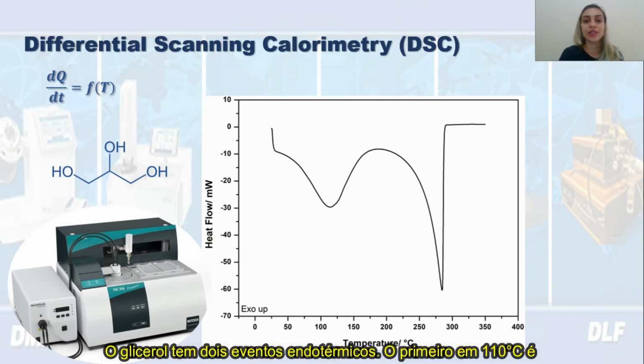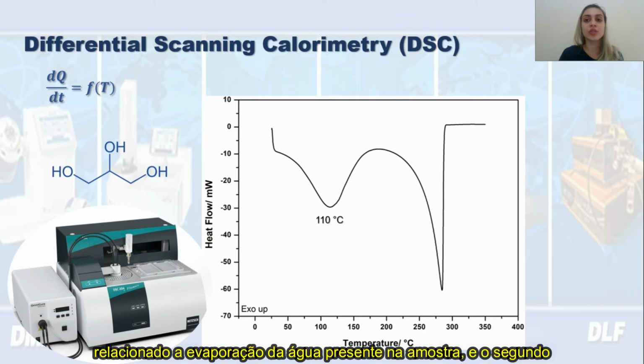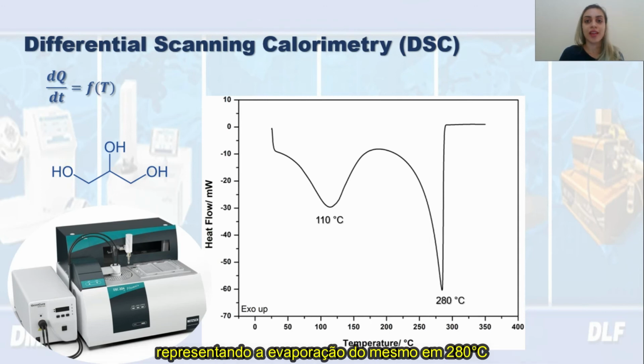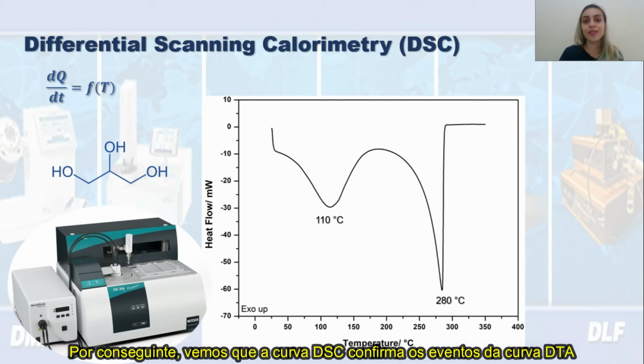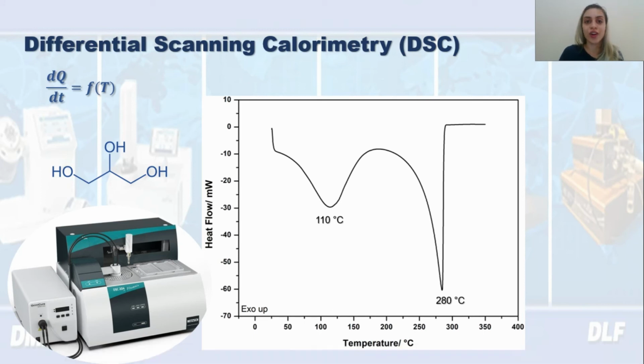Glycerol had two endothermic events. The first, at 110 degrees, is related to evaporation of water present in the sample, and the second represents the evaporation of the glycerol at 208 degrees. So, we see that the DSC curve confirms the events of the DTA curve.